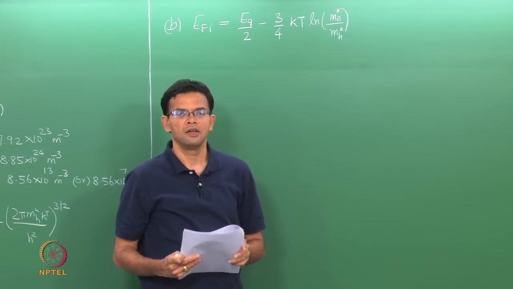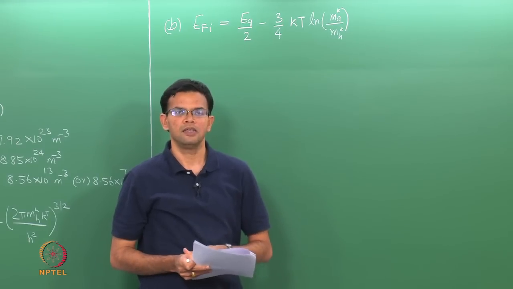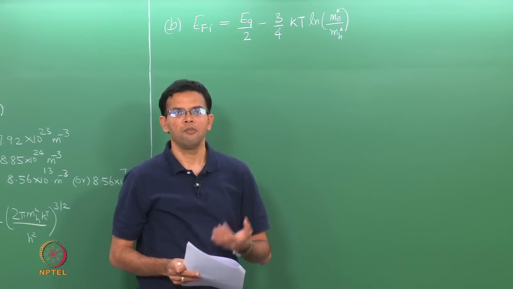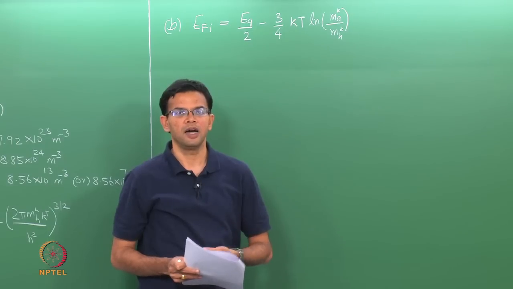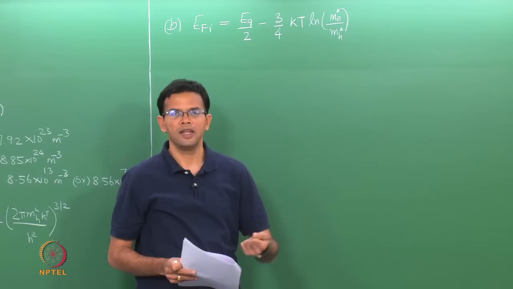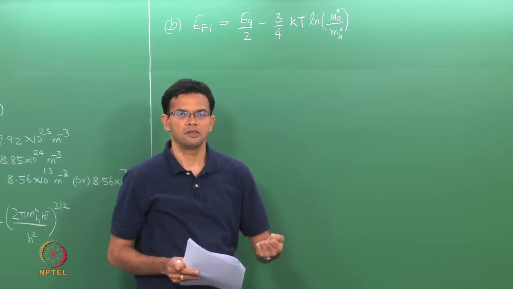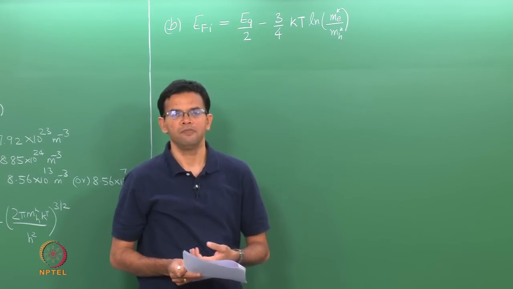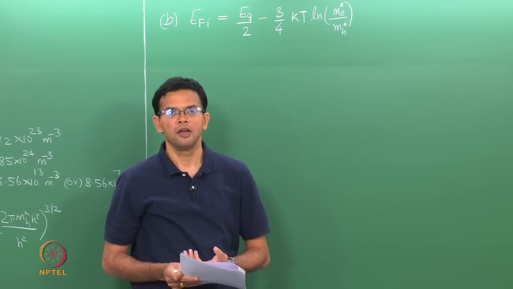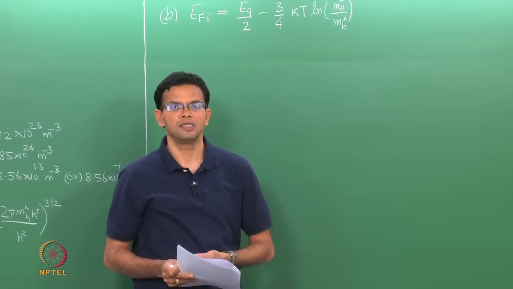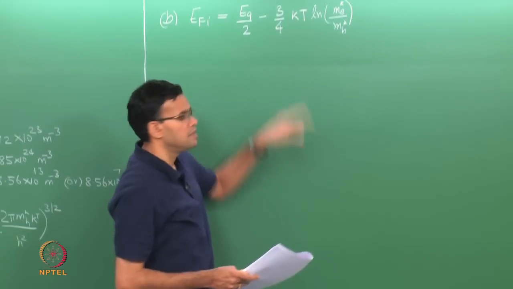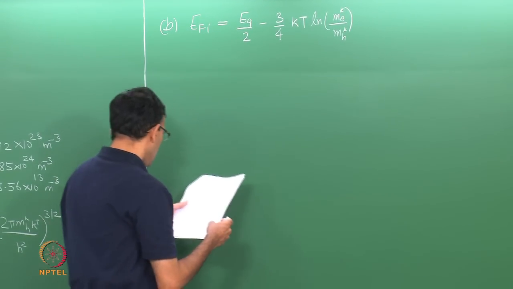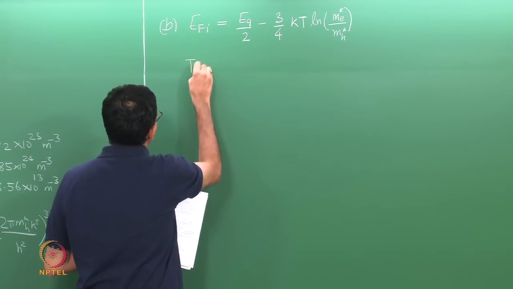If you remember, EFI is nothing but a representation of the chemical potential or the amount of work that needs to be done in order to remove an electron from a semiconductor. So, even though your electron and hole concentrations are the same, so N is equal to P, because you have different effective masses, your EFI is slightly shifted from the center of the gap. We can once again plug in the numbers.